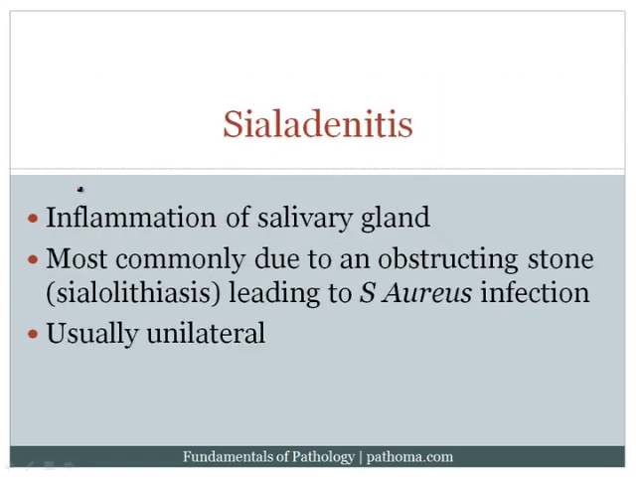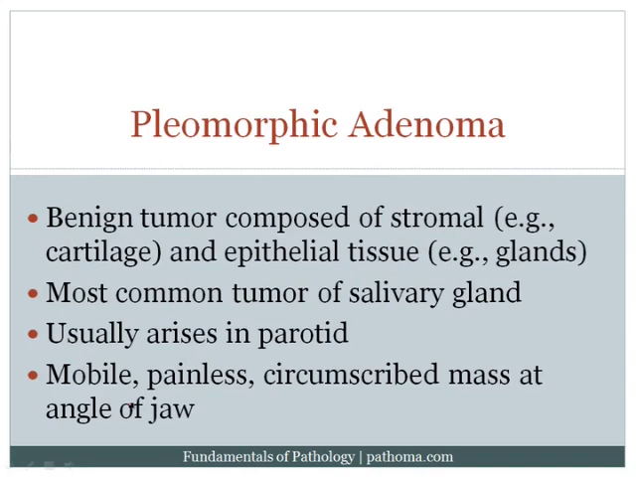Sialadenitis is just inflammation of the salivary gland. There really isn't much to say here. What happens is that the patients develop an obstructing stone. That's called sialolithiasis. And remember the general principle in pathology. Anytime you block a tube, you're going to get infection behind that block. And so when the stone obstructs, you end up getting inflammation of the salivary gland. It's usually due to a Staph aureus infection. And it's usually unilateral as well. So that's sialadenitis.